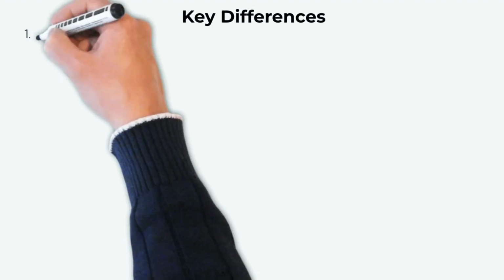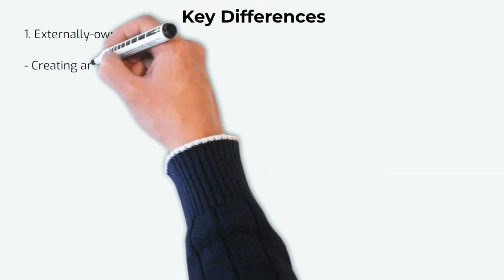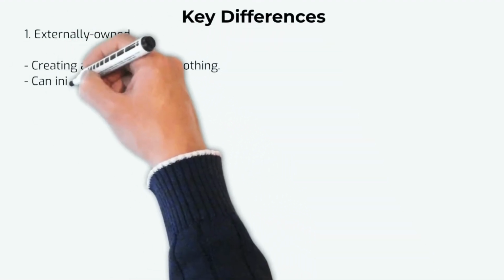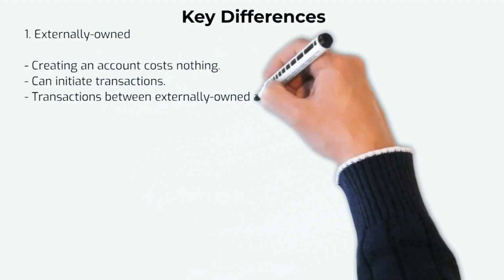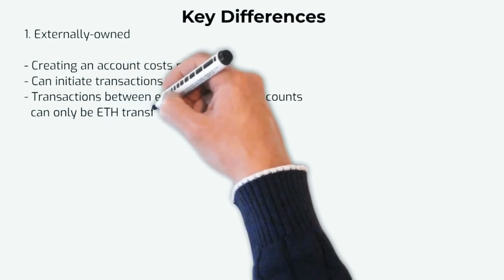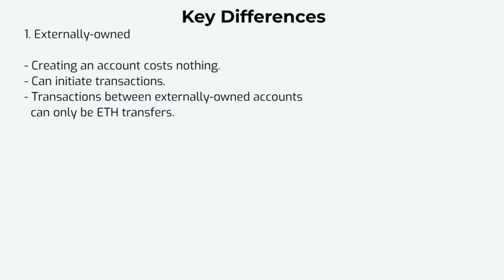Let's look at the key differences. The key differences that we're talking about are between the externally owned account and a smart contract. When it comes to externally owned accounts, creating an account costs nothing. Anyone can create an account, anyone can initiate transactions. Transactions between externally owned accounts can only be ETH transfers. So this is very important. Since we are on the Ethereum blockchain, externally owned accounts can only do transactions on the ETH level, which is nothing but the cryptocurrency on Ethereum.